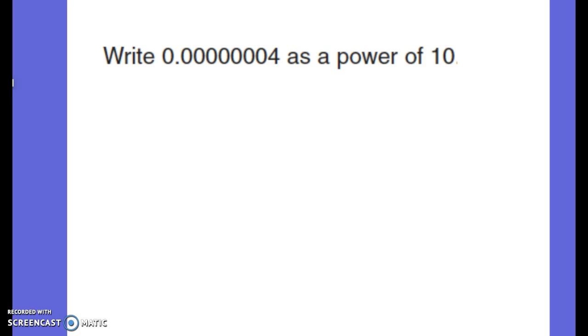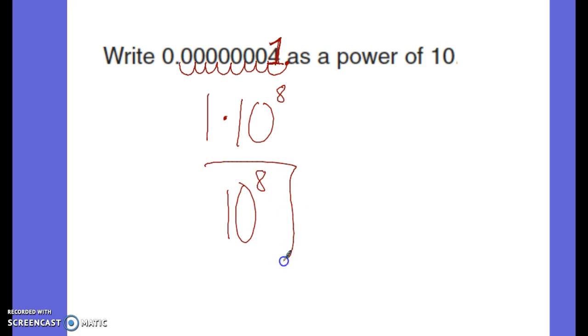To write this as a power of 10, this needs to be a 1, I apologize. So we have 0.00000001. So you have to move the decimal until you get to 1. So I get 1, 2, 3, 4, 5, 6, 7, 8. So it's technically 1 times 10 to the 8th, but just the power of 10 is 10 to the 8th.